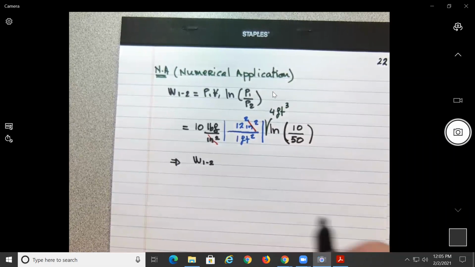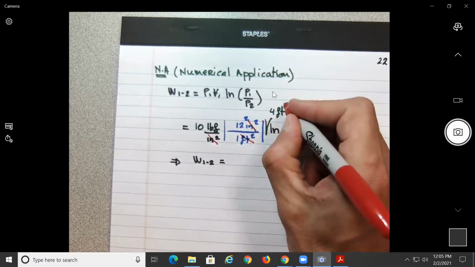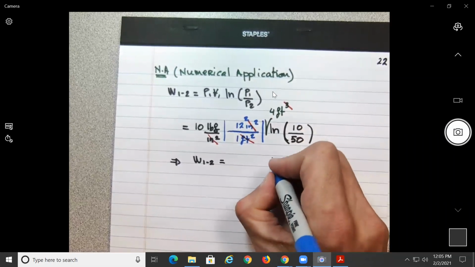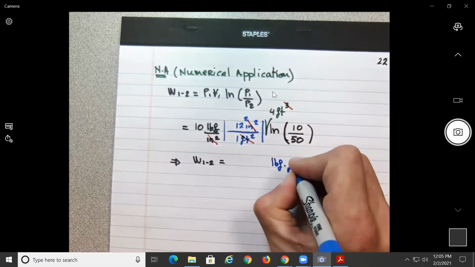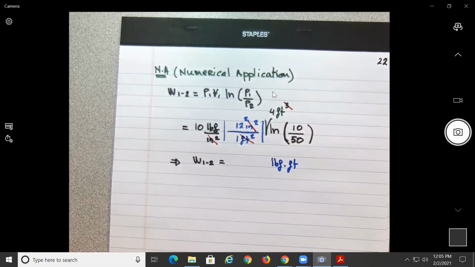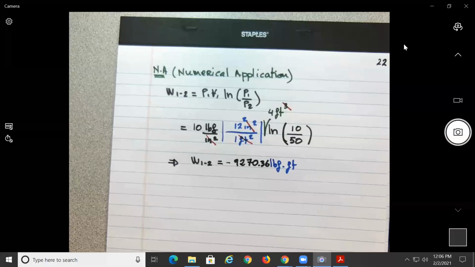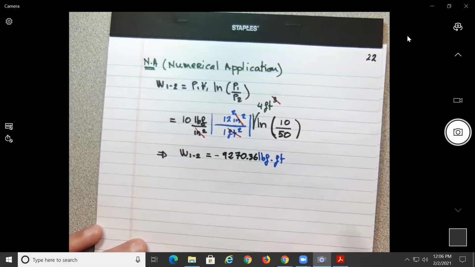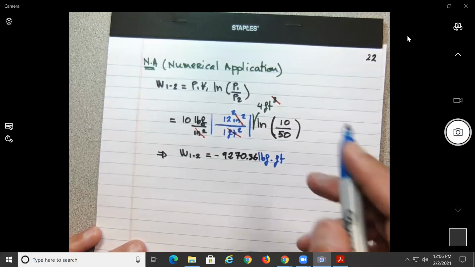So, I don't know what will be the value, but what should be the units? Now we have this square over here, we'll cancel with 2 over here. So we'll have LBF per foot. Somebody gave me this result, it's 9,270.36, but they asked us to do that in BTUs. So what do we need to do next?